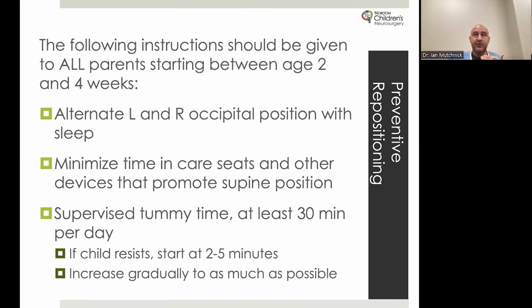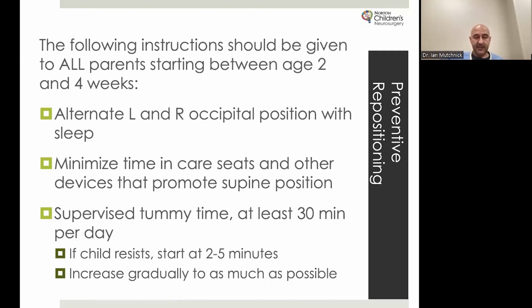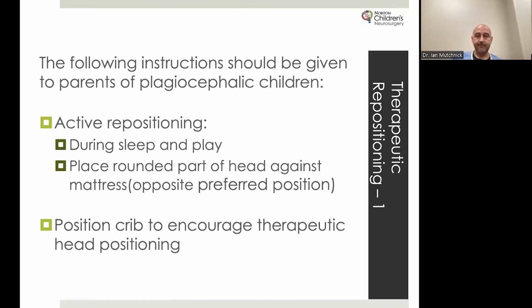Because all kids are going to sleep on their backs, all parents can potentially benefit from getting this set of instructions when their kid is between age 2 and 4 weeks. Alternate left and right occipital position with sleep, minimize time in care seats and other devices that promote a supine position, and make sure they get plenty of supervised tummy time, at least 30 minutes per day. If the child resists, do a little bit at a time and develop their ability to tolerate it. Gradually increase that time to as much as possible. The less they are on the back of their head, the more their natural rounded head shape will emerge, even if there's some initial flattening.